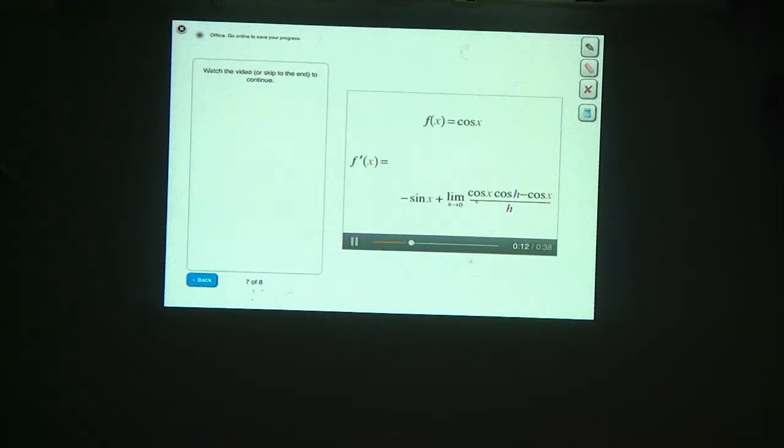First, we can factor the cosine x out of the numerator here, so that it's cosine x times cosine h minus 1. And because this is a limit as h goes to 0, cosine x has nothing to do with this limit, so we can pull it out, just like we did for the minus sine x in the earlier limit. Now try evaluating this limit that we're left with, the limit as h goes to 0 of cosine h minus 1 over h.